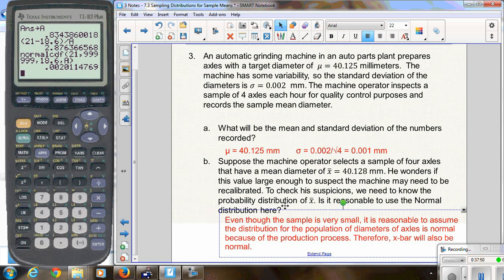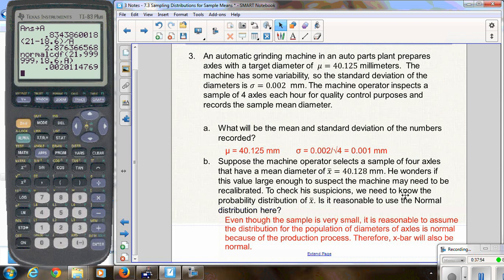Is it normal, binomial, geometric, something else? Is it reasonable to use a normal distribution here? Well, in this case, the sample is very small. Taking a sample of size 4 is pretty dangerous. However, since it's reasonable to assume that the distribution of the population of diameters of the axles is normal because it's a production process, then it's okay to use a normal distribution for X bar. So we would be able to proceed and use the normal distribution to calculate probabilities.